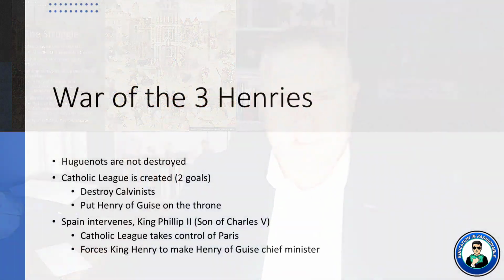Maybe not. All right. Other thing too is there are organized killings, not in Paris, but they actually carry them out in other areas too. Now, this is going to transition into a time period we refer to as the War of the Three Henries. The Huguenots, despite this massive setback, once again, are not actually destroyed. They're able to reorganize and regroup.